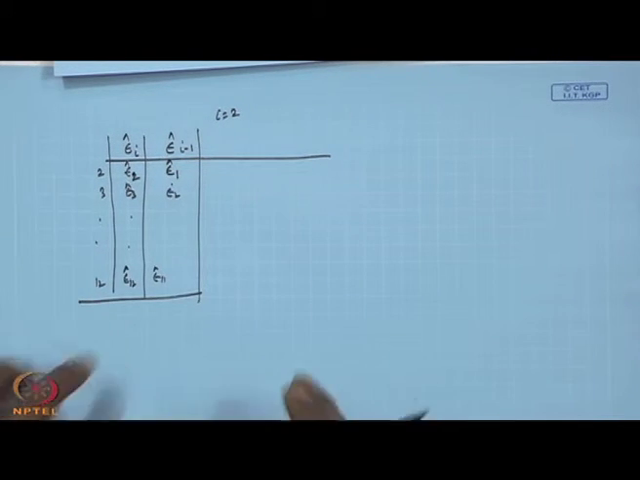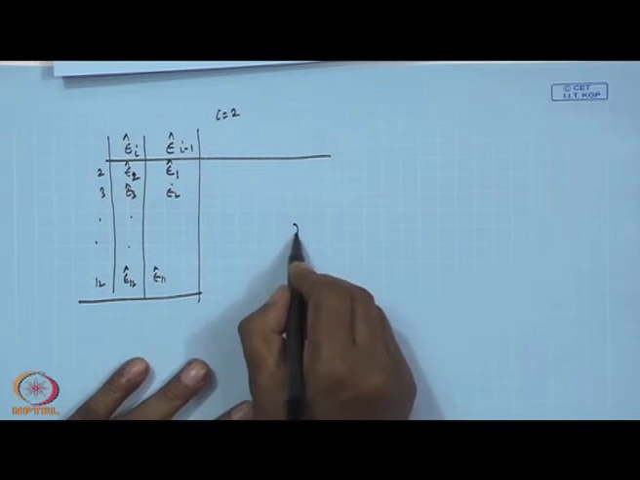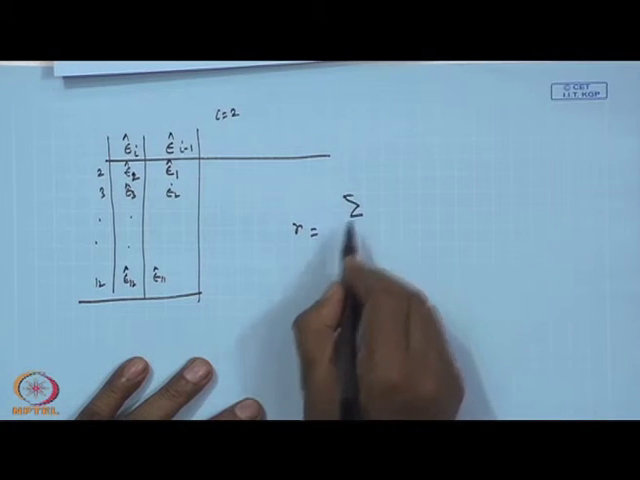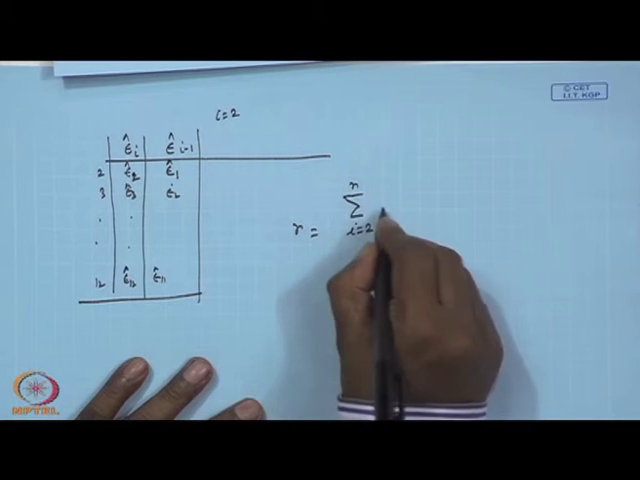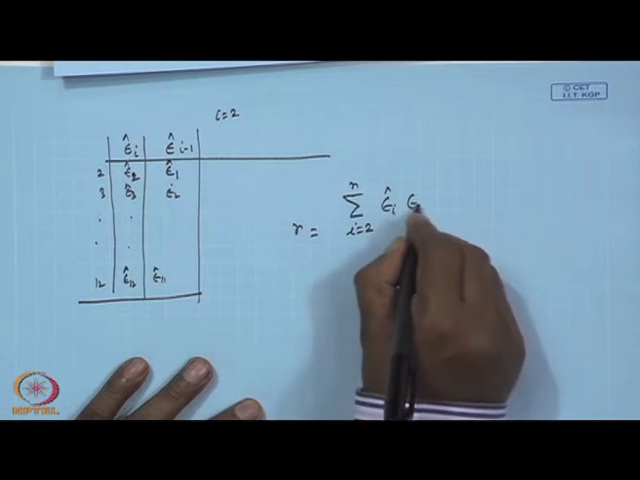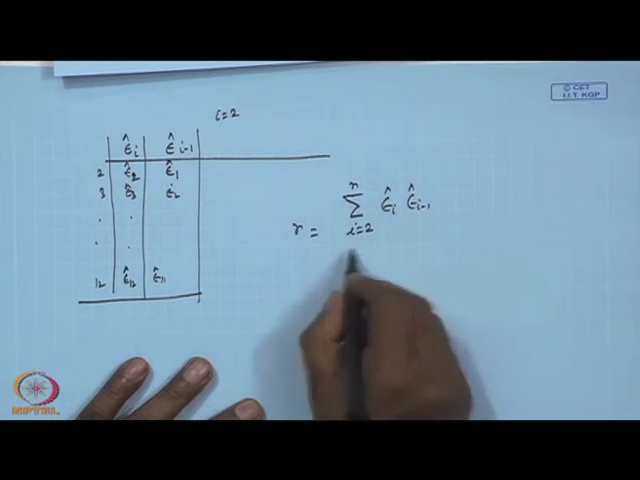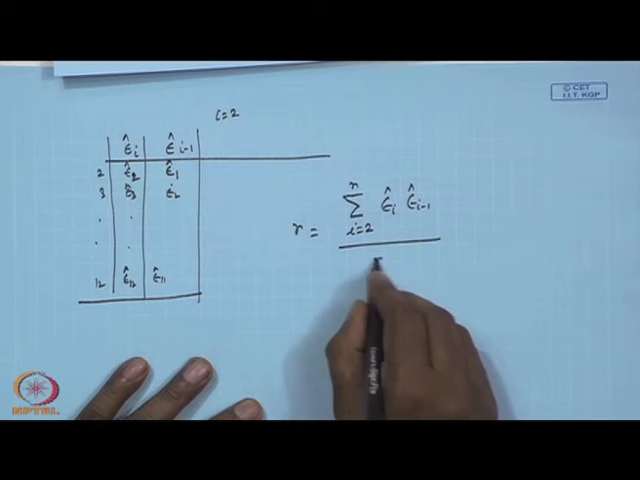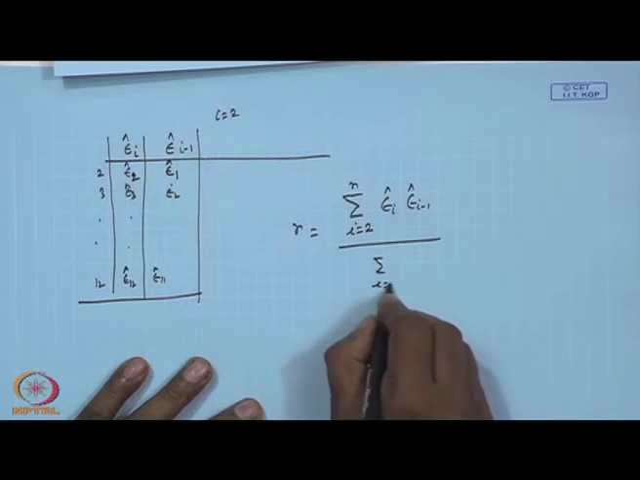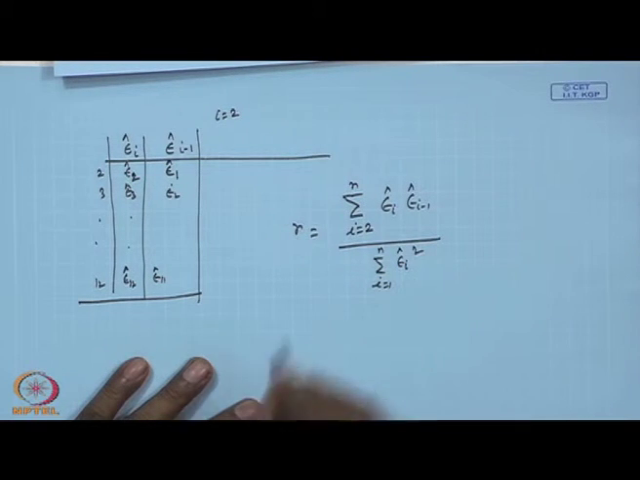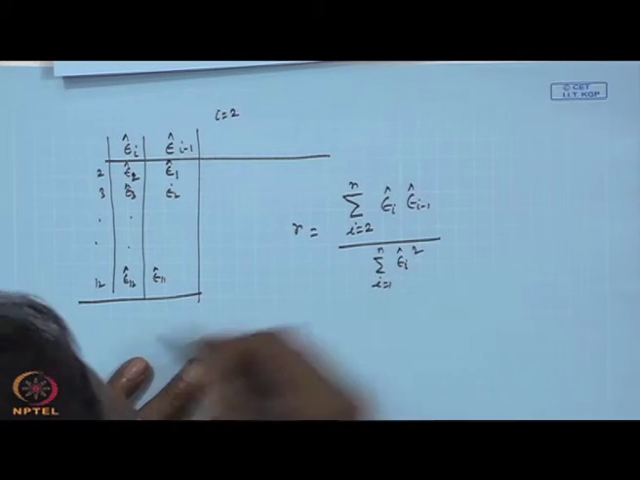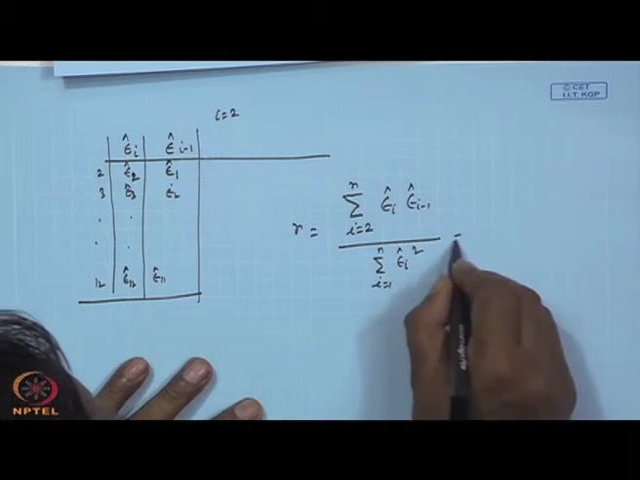You can go for different lags also, and then the r value will be the sum from i equal to 2 to n of epsilon i cap times epsilon i minus 1 cap, divided by the sum from i equal to 1 to n of epsilon i cap squared. So, this is the correlation. Now, this value should be 0.